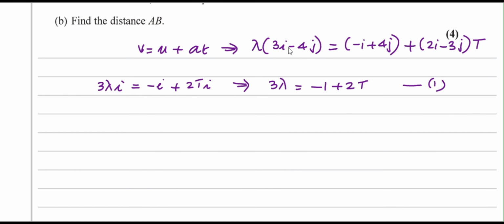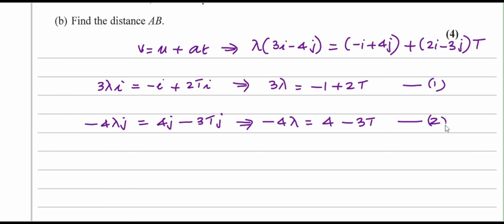And for the second one, taking the coefficient of j, we have minus 4 lambda j should be equal, on the other side, to 4j minus 3Tj. If I take out the j from each of these terms, I have minus 4 lambda equals 4 minus 3T. Let's call this equation 2. If we solve these two equations as simultaneous equations, then we should be able to solve for T.